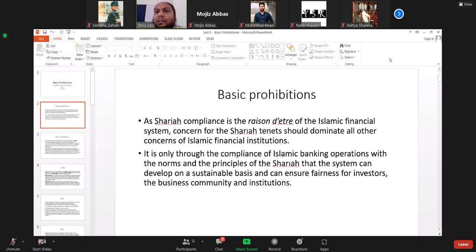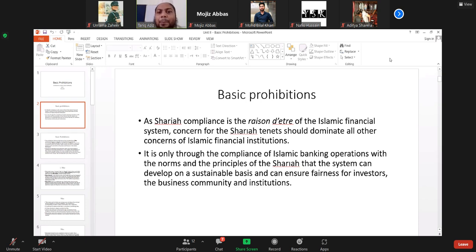He cannot conduct any financial transaction which is contrary to the Islamic guidance, contrary to the Islamic injunctions, contrary to the teachings of Quran and Hadith. So compliance of what? To follow what we have been ordered and to avoid what has been declared as prohibited. So Sharia compliance is the raison d'etre of the Islamic financial system. Concern for the Sharia tenets should dominate all other concerns of Islamic financial institutions.